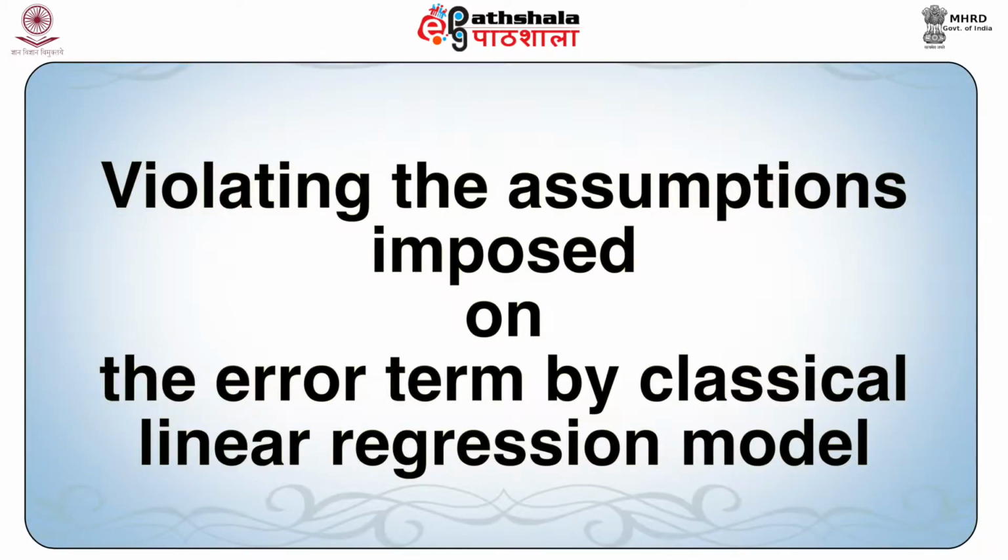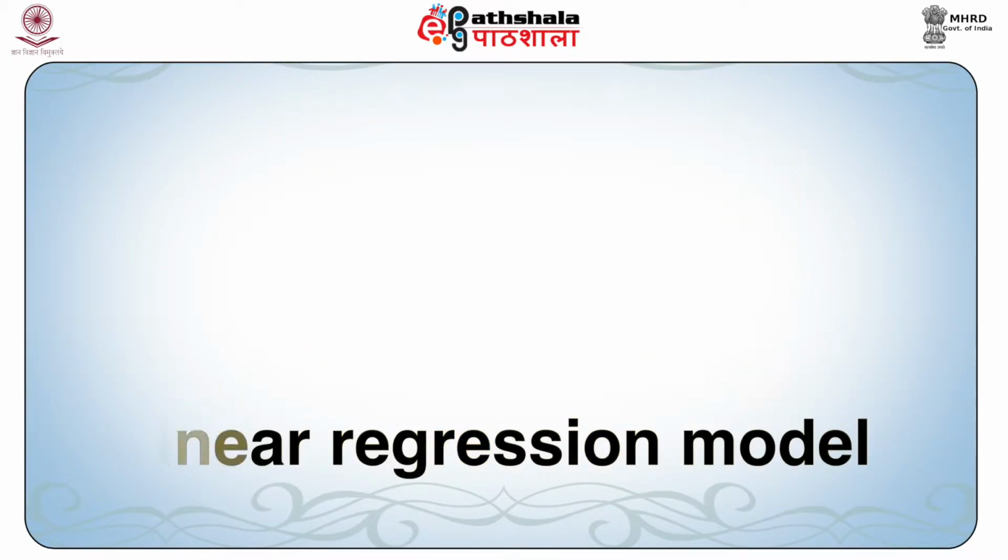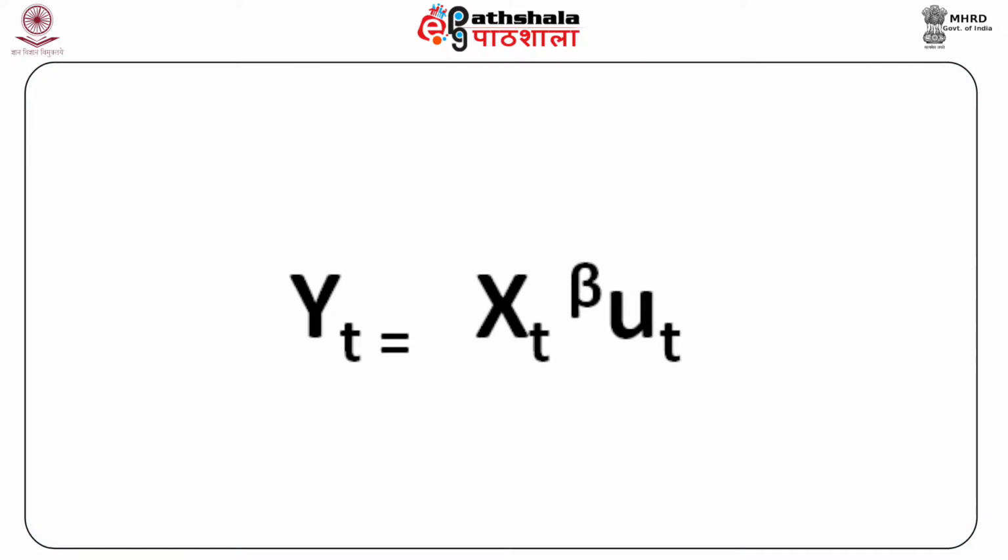Violating the assumptions imposed on the error term by the classical linear regression model. Suppose the researcher estimates the following model: yt = xt to the power beta times ut. In this equation, the stochastic error term mu t enters multiplicatively in the model. This might result in another specification error that results from incorrect specification of mu t.